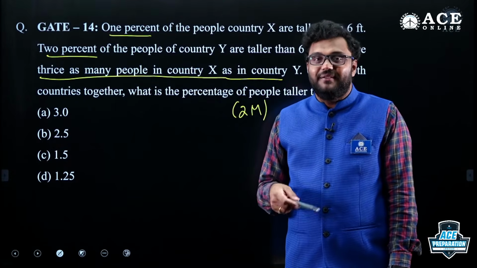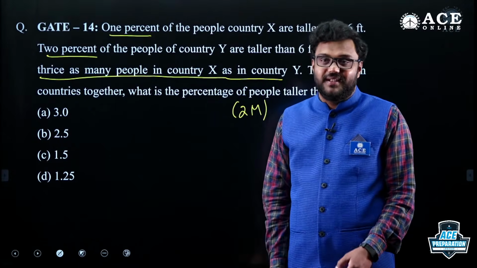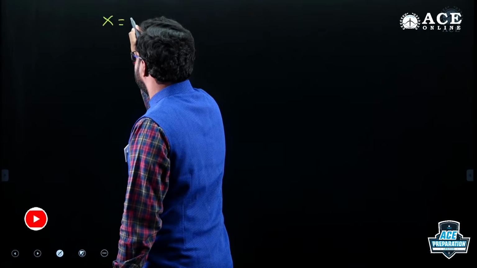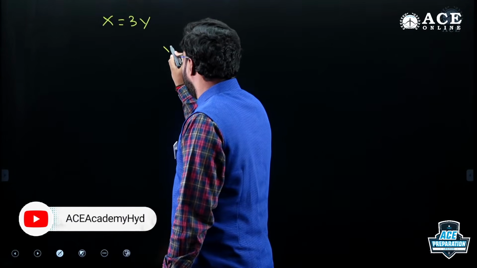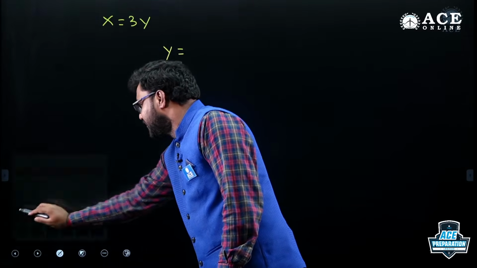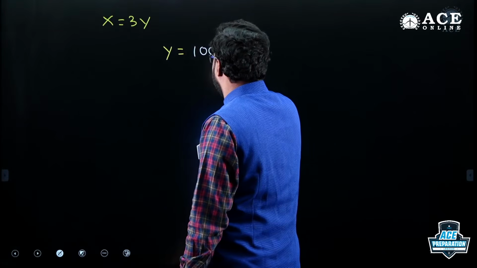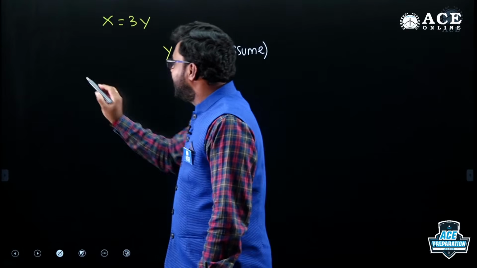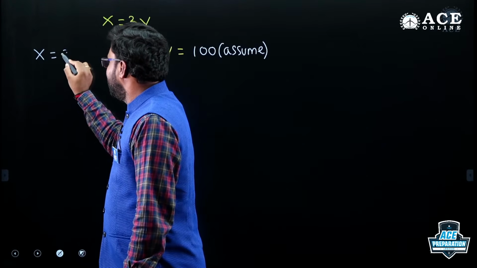Here also you have flexibility to assume. What value do you have to assume? You can assume only one thing, only one value. X is thrice Y. They have given the question clearly, X is thrice Y, 3 times Y. You can assume Y is something like 1000 or 100. You can assume 100 also, fine. So 100 people in country Y, then in country X it should be 300, my dear friends.